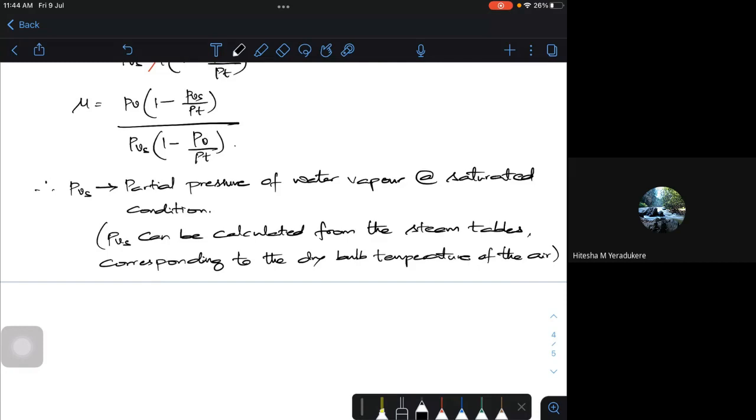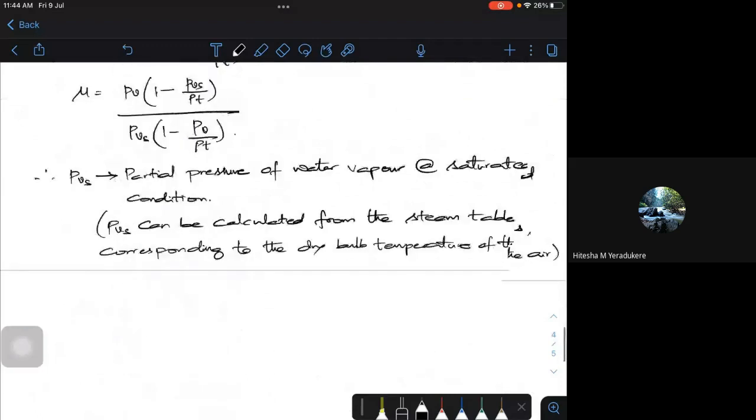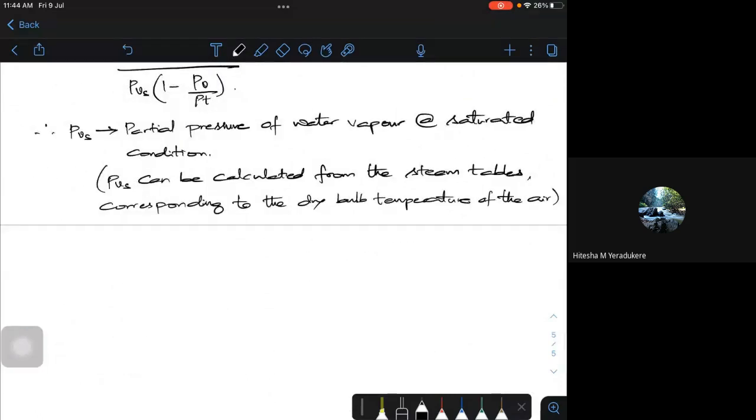The second condition, see, you have your specific humidity, then relative humidity phi, and your humidity ratio or degree of saturation, mu. All these three, you can easily see, you can't measure conveniently.